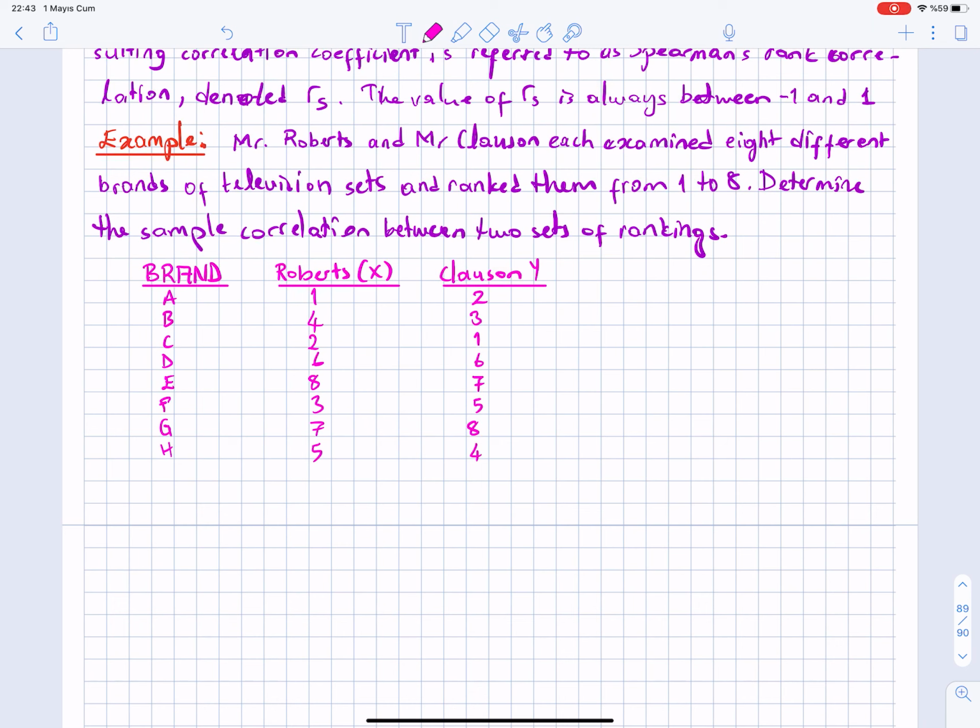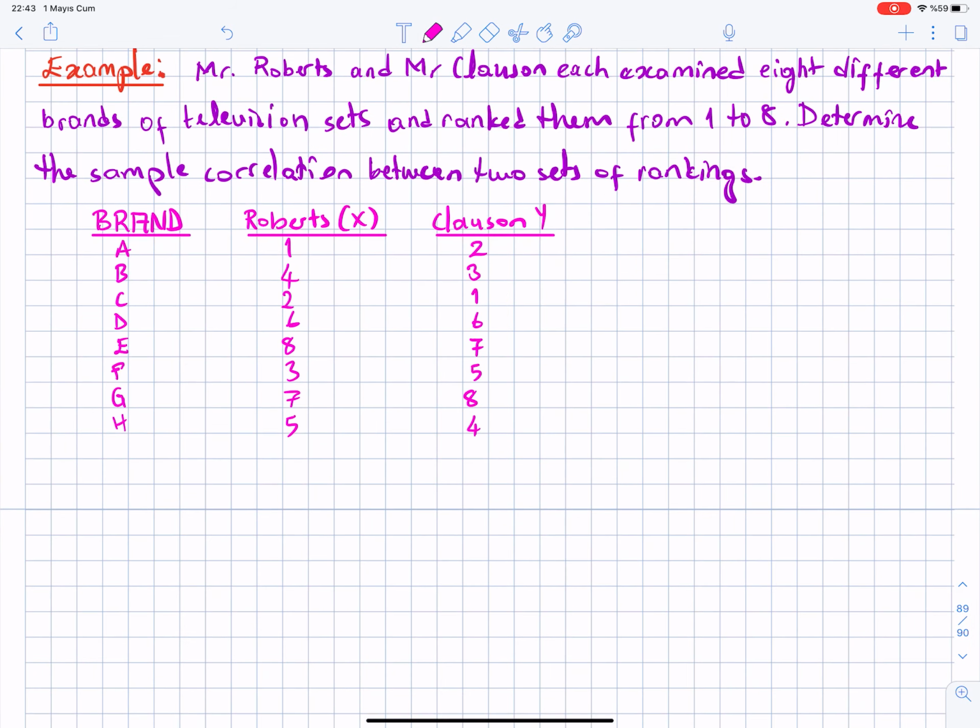It doesn't make any difference whether we calculate the Pearson correlation or the Spearman's ranking correlation. I'll tell you why. It will be very surprising for this example. So let's do the calculation using the Pearson correlation.